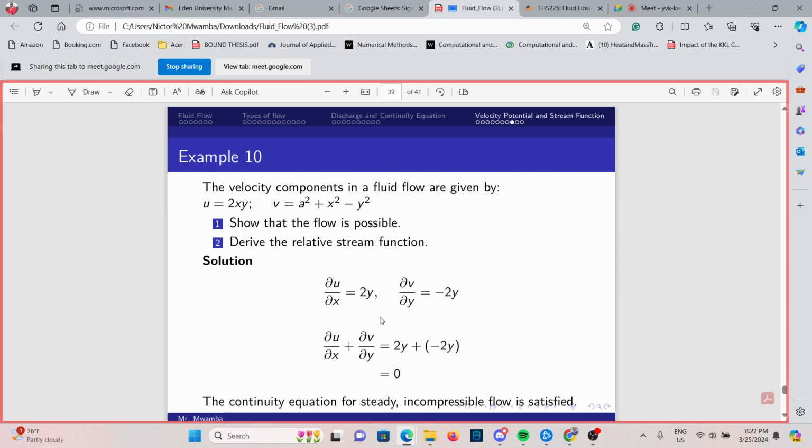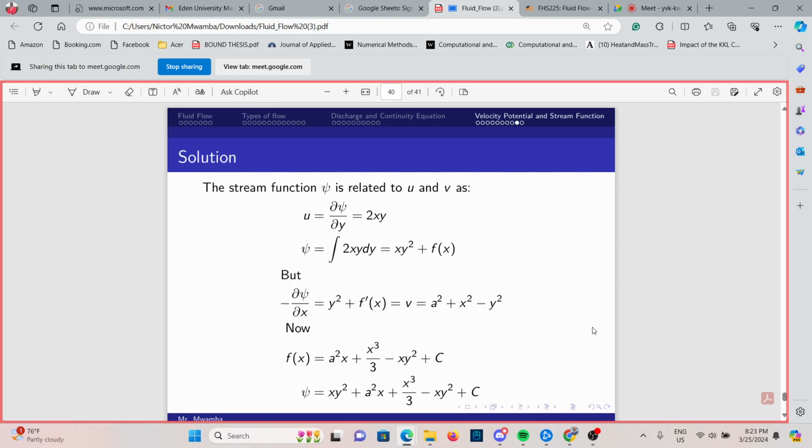Then substitute these two into this equation. The derivative of u with respect to x, which is 2y, plus the derivative of v with respect to y, which is negative 2y, gives us 0. The continuity equation for steady incompressible flow is satisfied, and therefore the flow is physically possible. If you found any number other than 0, then your conclusion would be that the flow is not physically possible. Then find the relative stream function.